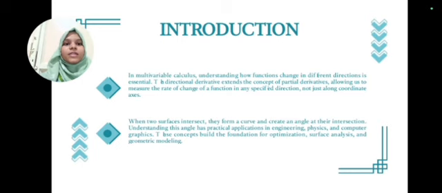When two surfaces intersect, they form a curve and create an angle at their intersection. Understanding this angle has practical applications in engineering, physics, and computer graphics. These concepts build the foundation for optimization, surface analysis, and geometric modeling.